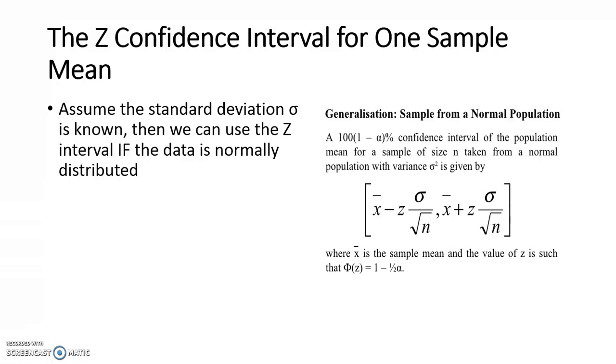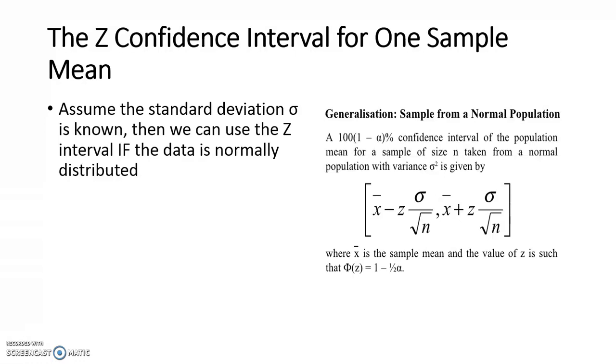All right. Now we want to discuss some specific confidence intervals. The first is a confidence interval for a one sample mean. We assume the standard deviation sigma of the population is known. If we have that, then we can use the z interval if the data is normally distributed, and the formula is listed on the right hand side.